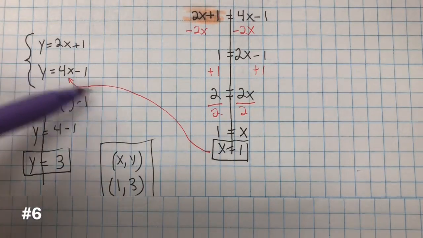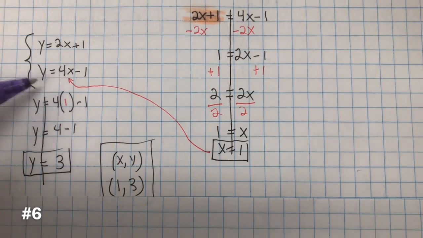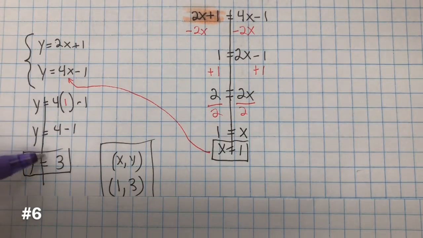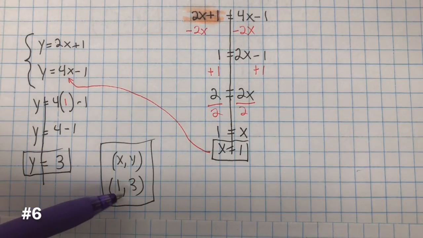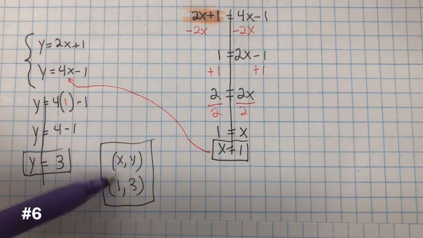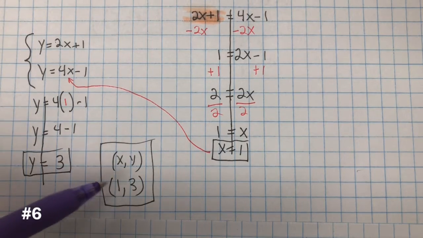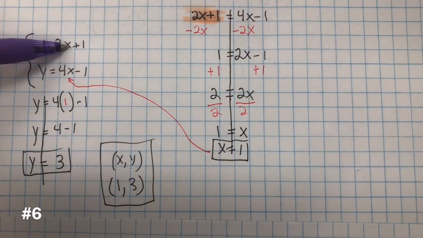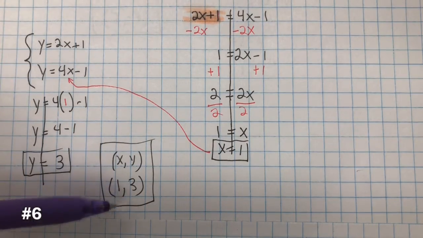So I'm going to substitute x with 1 into this bottom equation. So 4 multiplied by 1 is 4, minus 1 is 3. So the solution to this system is (1, 3). Now, when you finish, make sure that it works for both equations, because just because it works for one doesn't mean it's going to work for both. So for the top one, 2 multiplied by 1 is 2, plus 1 is 3. So that does work for both equations.